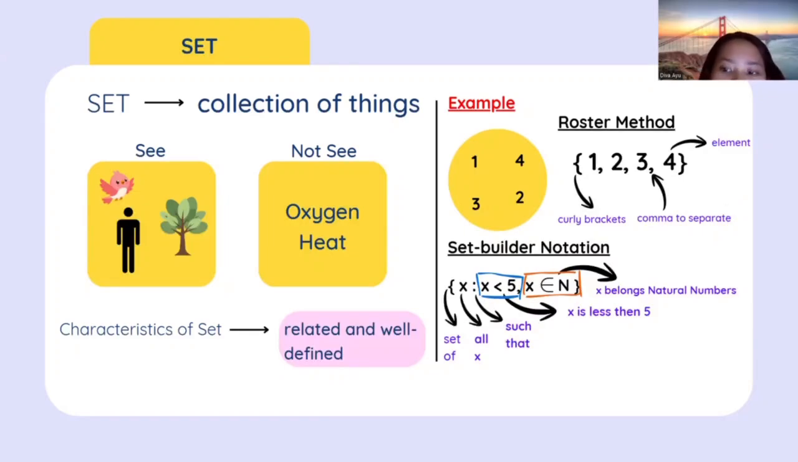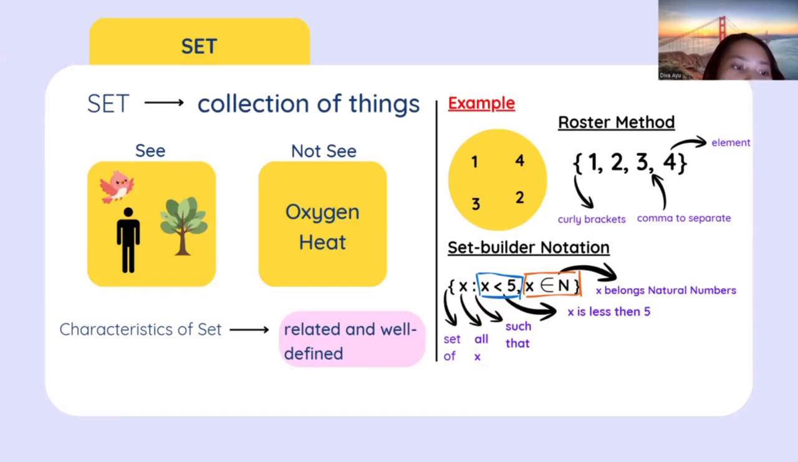We use the curly bracket to mark the start and the end of the set. Inside the bracket we have elements, so each of these four numbers is an element. Sometimes we call them members. Don't forget, use a comma to separate the elements. This is called the listing or roster method, a very simple way to represent a set. All we have to do is list the elements down.